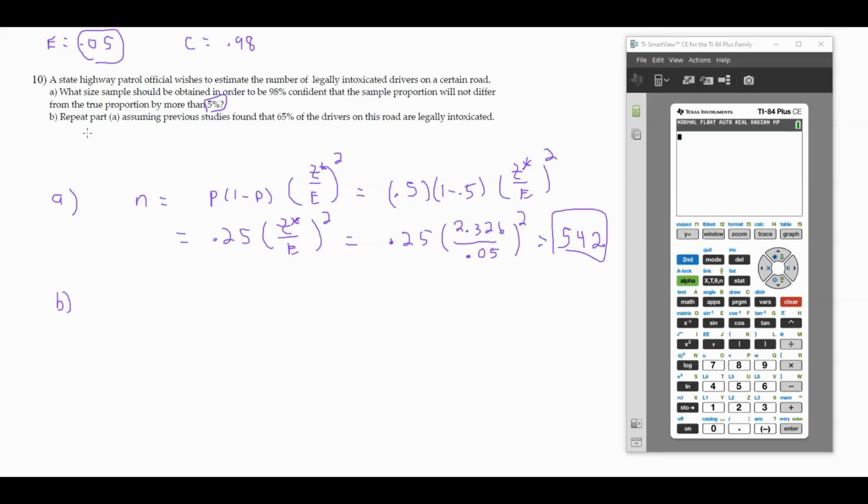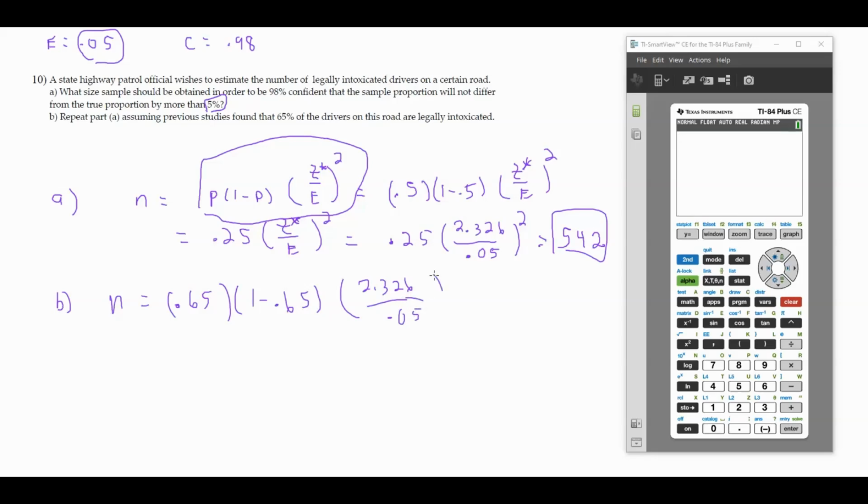All right, now it says repeat part A, but assuming that previous studies found 0.65 to be the proportion. So we have a prior estimate for P here. I'm going to use this formula with 0.65 as P. So 0.65 times 1 minus 0.65 times 2.326 over 0.05, quantity squared.